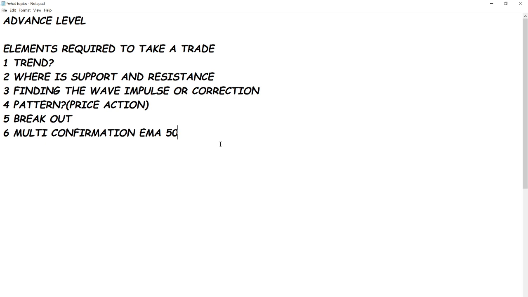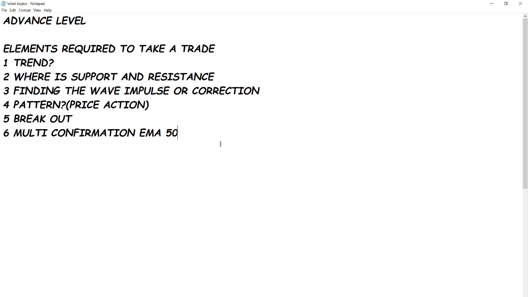All right, let's start. Elements required to take a successful trade. Trend. What trend is it? Where is the support and resistance?